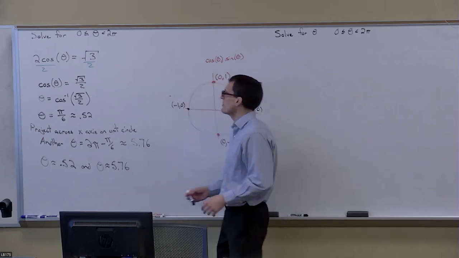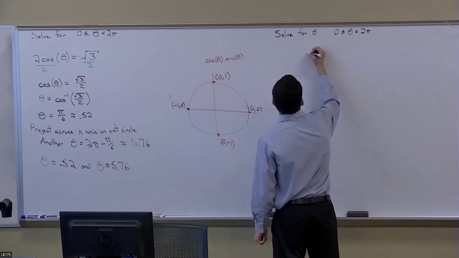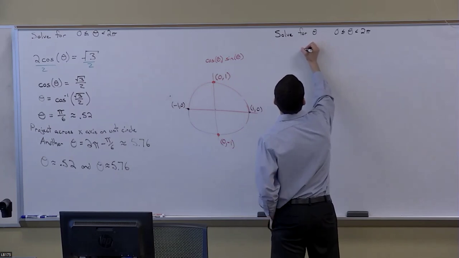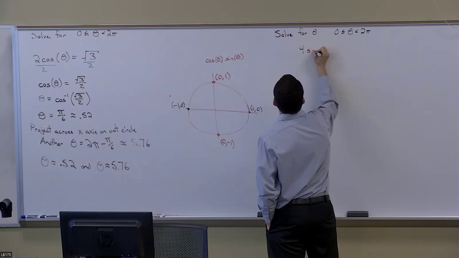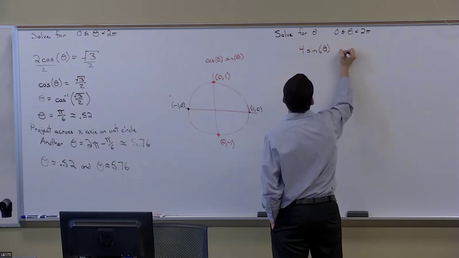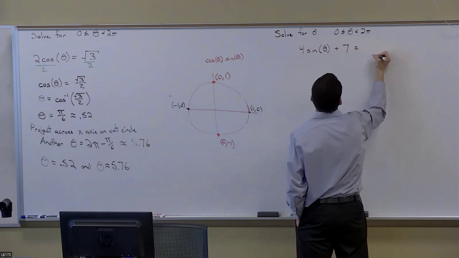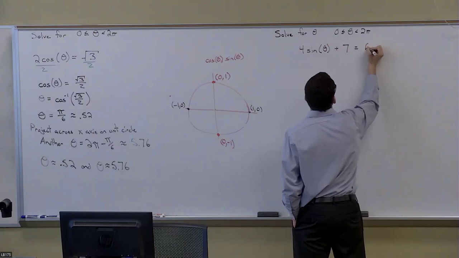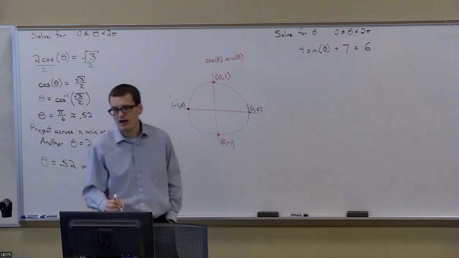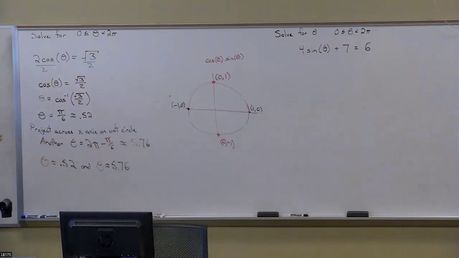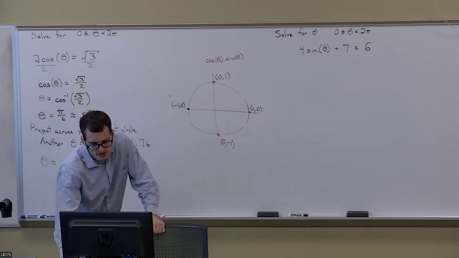Let's do another, similar to that. Let's say we have 4 times sine of theta plus 7 is equal to 6. I want you to use the inverse sine to get the first answer here, and then we'll get the second answer together. So try to solve this using inverse sine and get a single answer.